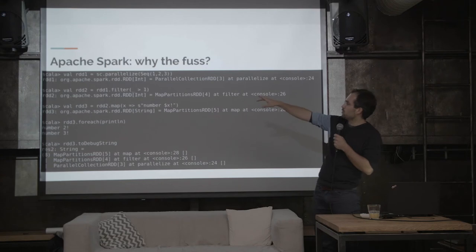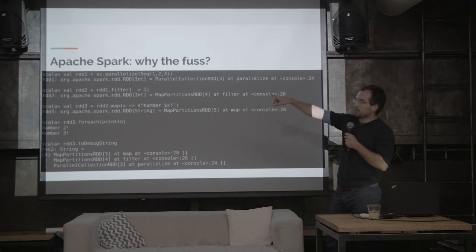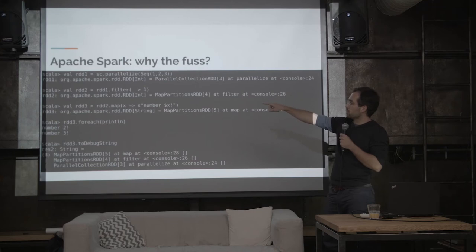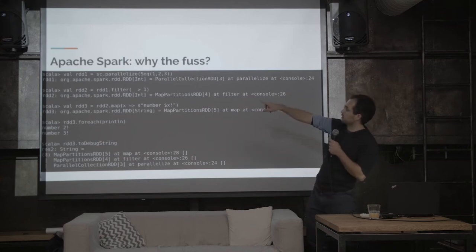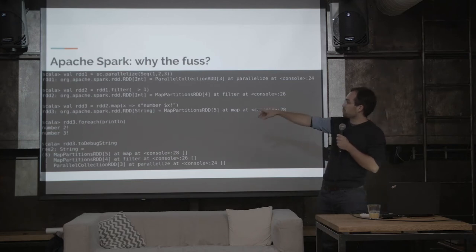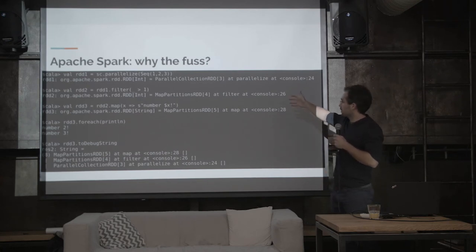So we create a new RDD from a sequence of integers. sc.parallelize is the function that we use to create an RDD in the Spark world. Then we want to filter only those elements of this RDD that are bigger than one. And then we want to map all of the elements to a string, for example, number one, number two. Those are the first three steps.